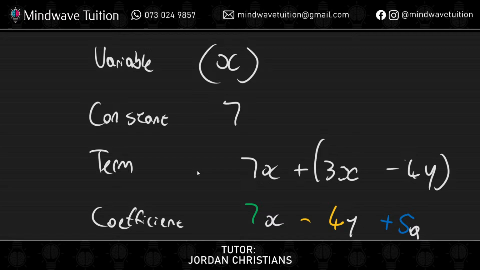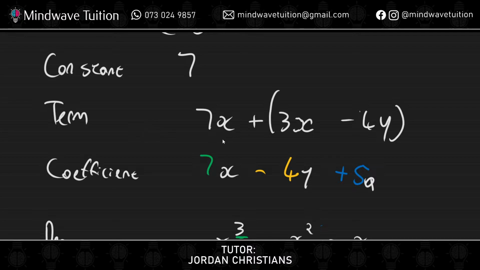So again, a variable is just an unknown value, and it's usually represented with a small letter. Next we have constant. A constant is just a number without any variable, because variables can change, can be any value, but a constant will stay the same. A term is just a combination of either variables or constants, and it's usually separated by a plus or minus or a bracket. With brackets, you need to remember that anything inside the bracket is considered one whole term. So this entire bracket in this case here is one term.